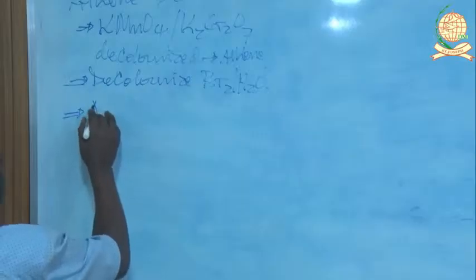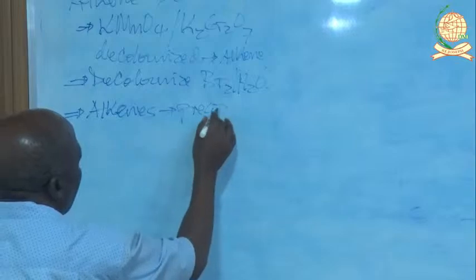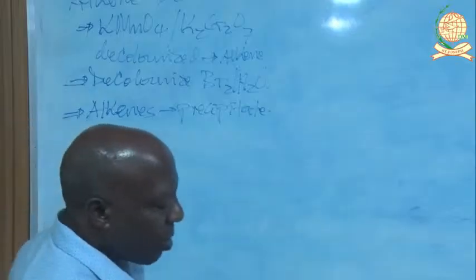Another one is we can use sulfuric acid. Alkenes can react with the sulfuric acid to form a white precipitate, while alkanes do not react. So these are the distinctive methods or tests which can be used to distinguish between alkanes and alkenes.